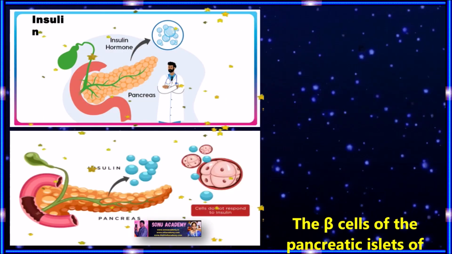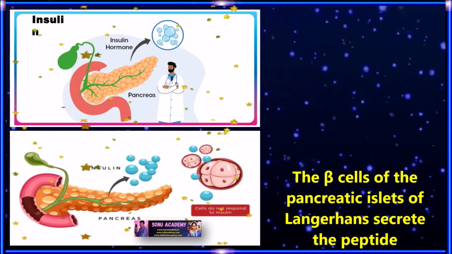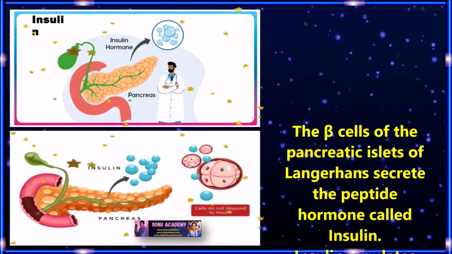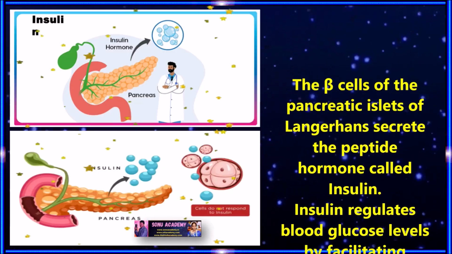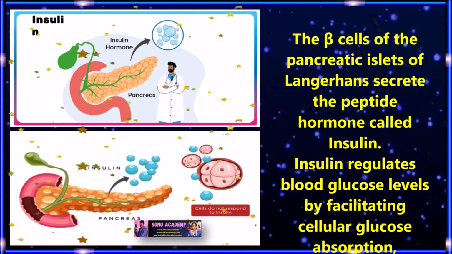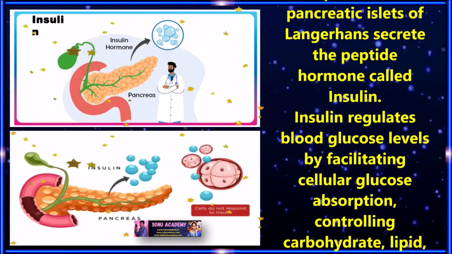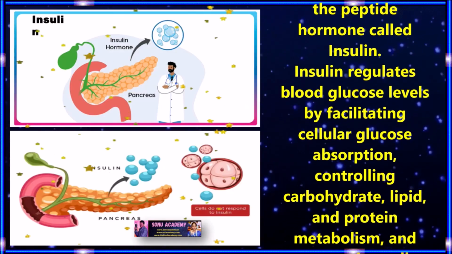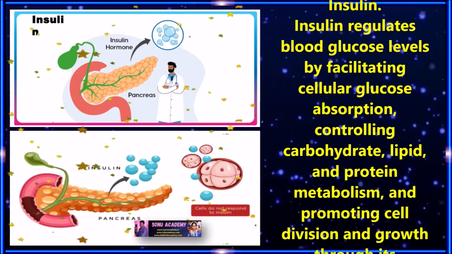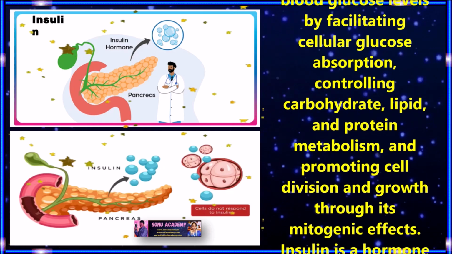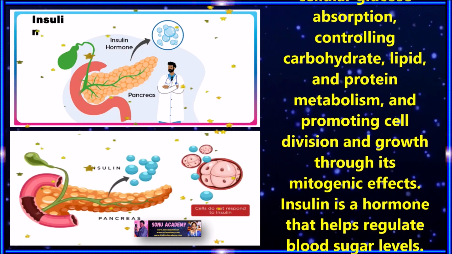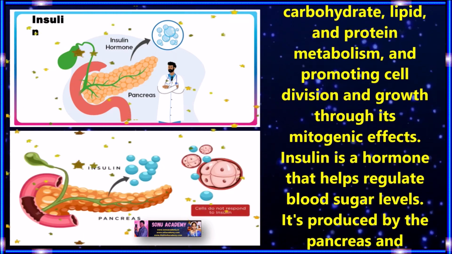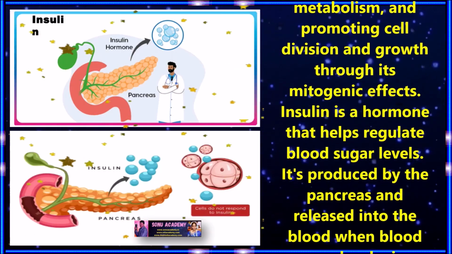Now let us discuss insulin. The beta cells of the pancreatic islets of Langerhans secrete the peptide hormone called insulin. Insulin regulates blood glucose levels by facilitating cellular glucose absorption, controlling carbohydrate, lipid and protein metabolism, and promoting cell division and growth through its mitogenic effects.